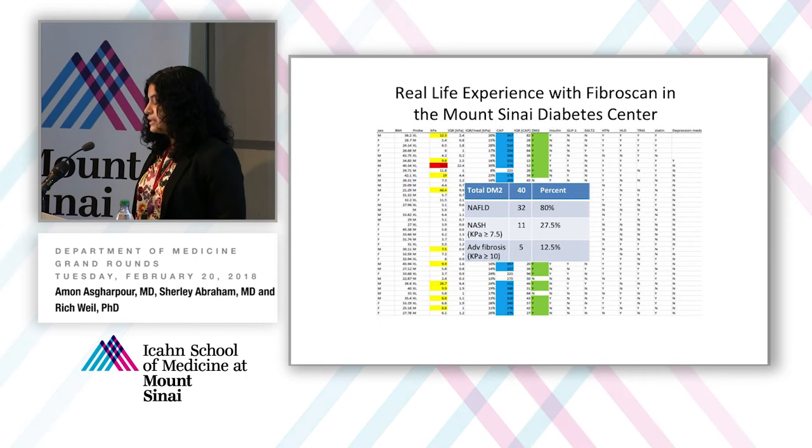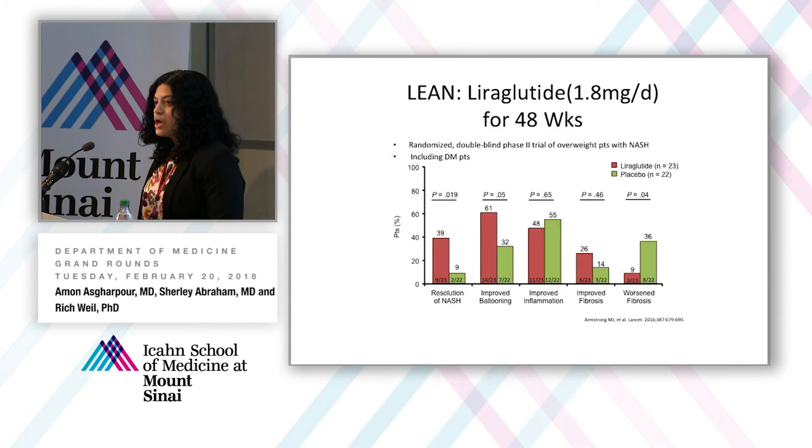What can be done to treat their fatty liver disease? It's medications that can improve their diabetes and obesity. So one that was examined in this study, the LEAN study, examined liraglutide, 1.8 milligrams, for 48 weeks.